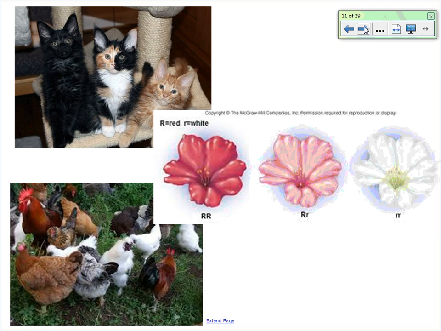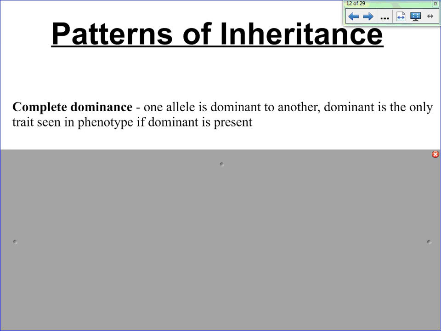So we're going to start to put some names for some of these things. These are called patterns of inheritance. Now, again, we've spent a lot of time with one specific pattern of inheritance already, and that's what's known as complete dominance. This is where one allele is dominant to the other, and the dominant trait is the only one seen in the phenotype if it's present. So this is what we've been working with forever so far.